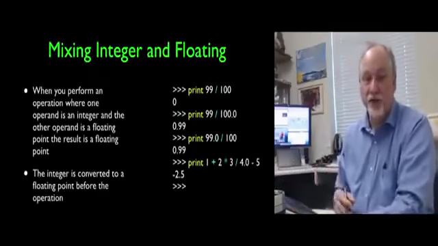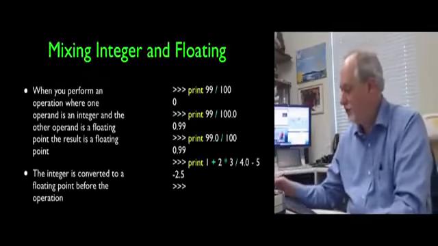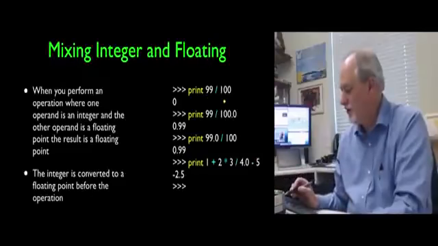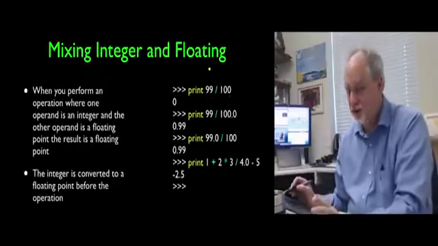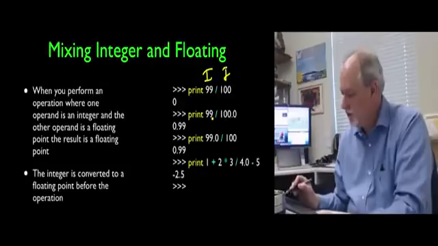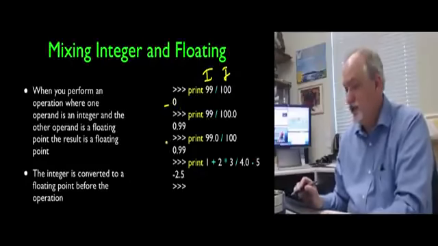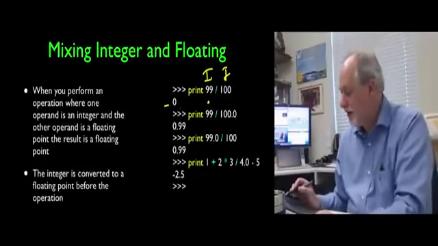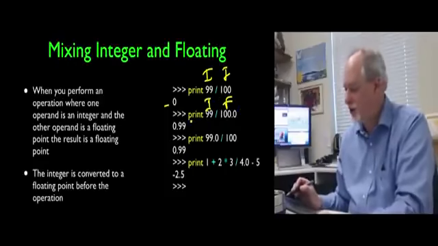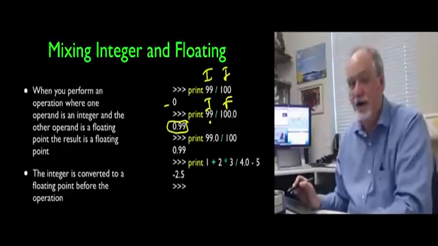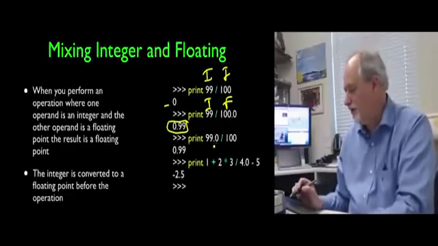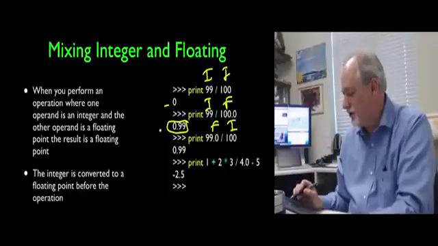Now you can also mix integers and floating point numbers as you go. So here we have 99 over 100. Those are both integers, integer, integer. And that comes out with 0 because it's truncating. Now if we have an integer and a floating point number, 99 over 100.0, then that comes out as 0.99. And either one, if we have 99.0 over 100, that's a floating point and that's an integer, we still end up with a floating point. So this is a floating point, floating point.